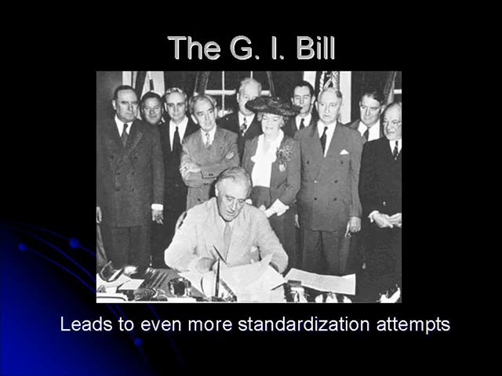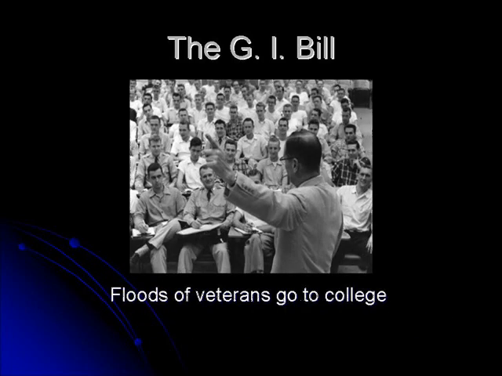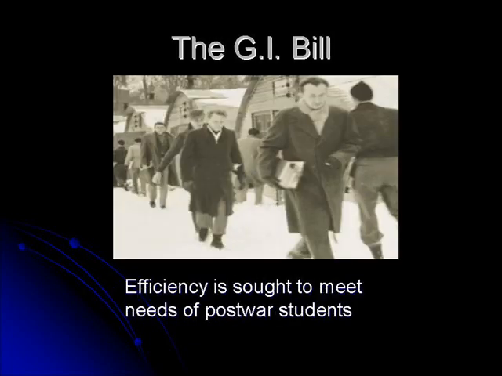Let's fast forward to World War II, when the GI Bill led to even more standardization attempts. In 1943, the Navy sent large numbers of men to college based on intelligence test scores. Although they were bright, these students were poorly prepared. This problem was compounded after the war, when floods of veterans went to college on the GI Bill. The university was seen as a means to preserve the social order. Efficiency was sought to meet the needs of post-war students.